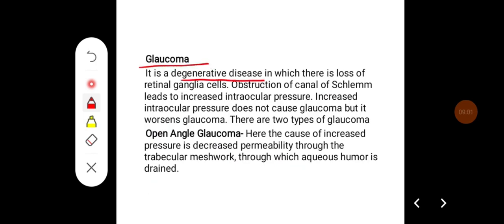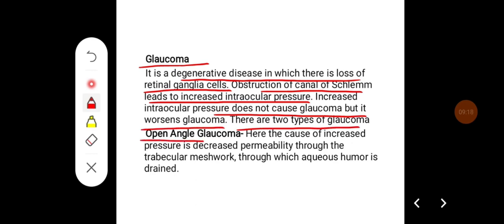Glaucoma is a degenerative disease in which there is loss of retinal ganglion cells. Obstruction of the canal of Schlemm leads to increased intraocular pressure. Increased intraocular pressure does not cause glaucoma, but it worsens glaucoma. There are two types of glaucoma, that is open angle glaucoma and closed angle glaucoma.